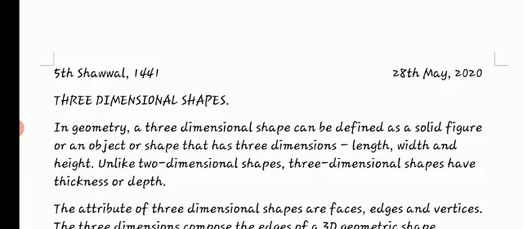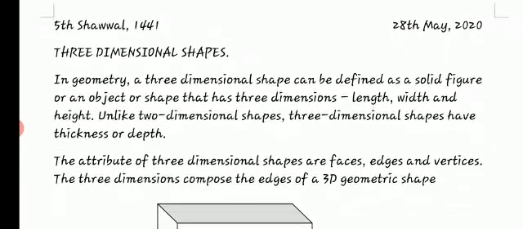This week, we are going to look at a new topic, three-dimensional shapes. In geometry, a three-dimensional shape can be defined as a solid figure or an object or shape that has three dimensions, which are length, width, and height, which we normally call length, breadth, and height. Unlike two-dimensional shapes that have only length and breadth, three-dimensional shapes have thickness or depth.